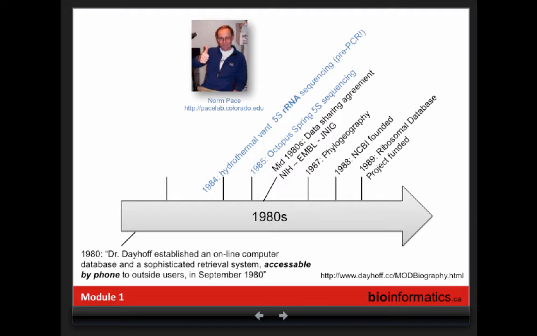And you have to remember PCR was not really published or invented until the mid-80s as well. So at that time, they had no way of amplifying a specific fragment, so they had to find chemical methodologies to identify ribosomal RNAs and then sequence them. So that's a very painstaking process back then.